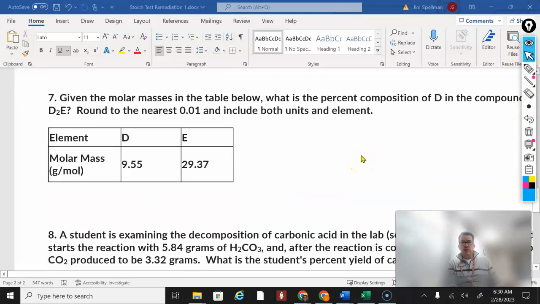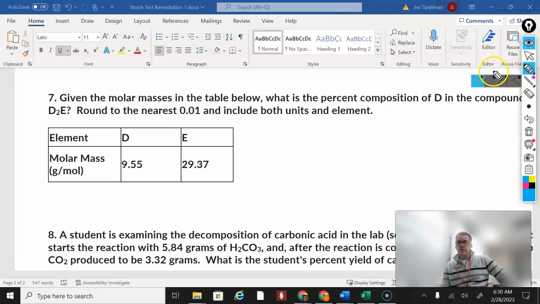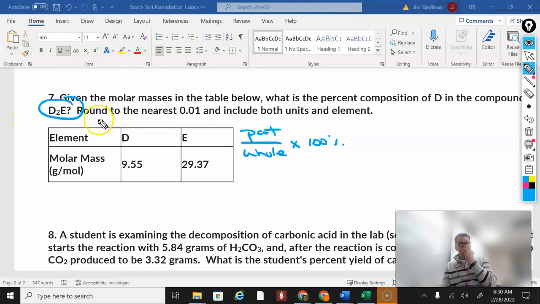Okay, number 7, this posed a lot more problems than I thought it should have, because percent composition is simply looking at the part over the whole. Anytime we have a percent, we've got a part, we've got a whole, we need to multiply that by 100%. So in this one, our compound is D2E. Again, these are fictional elements from the periodic table. They're not on the periodic table.